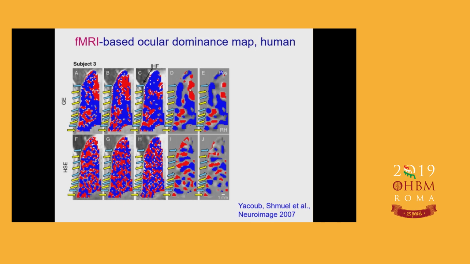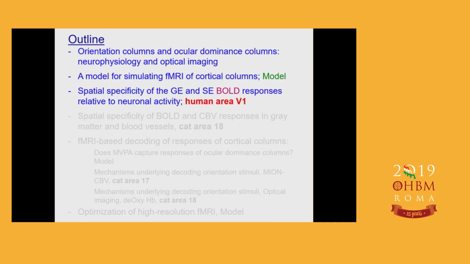The 4th column shows the logical AND operator from 2 days of imaging, and the 3rd column shows the logical AND of 3 days. So we see that not only can we image them, the imaging is also reproducible over 6 days and 2 different imaging modalities. So that was about orientation columns and ocular dominance columns.